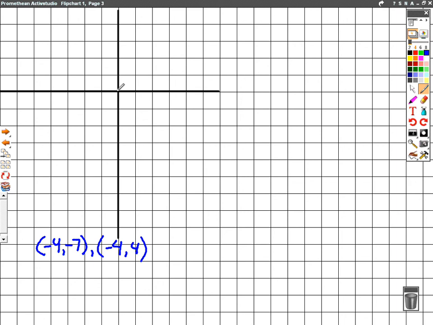Let's use Pythagorean theorem. Here we go. -4, -7. It goes 1, 2, 3, 4 to the left, and 1, 2, 3, 4, 5, 6, 7. Got it way down there. There's the first point right there. Second point is -4, 4. So 1, 2, 3, 4. And then I got to go up 4. 1, 2, 3, 4.